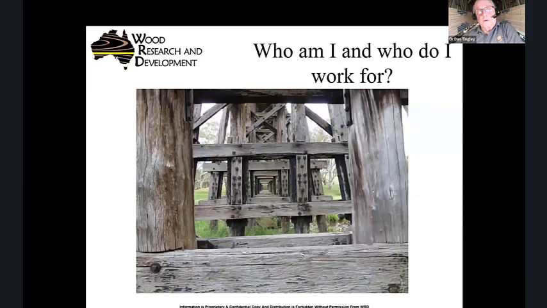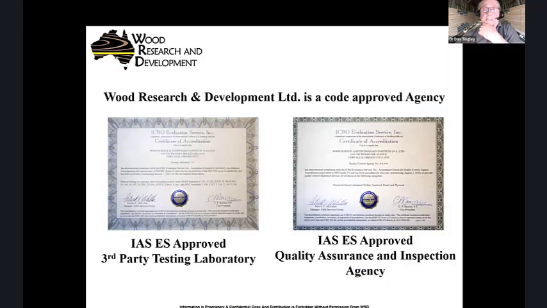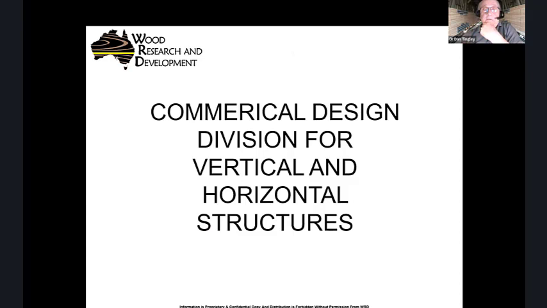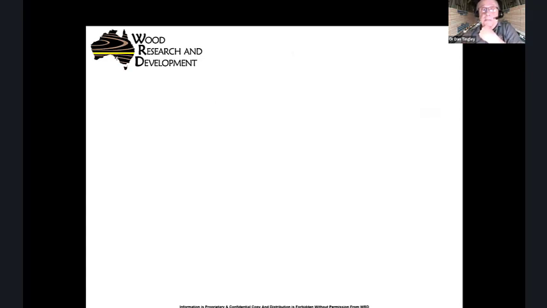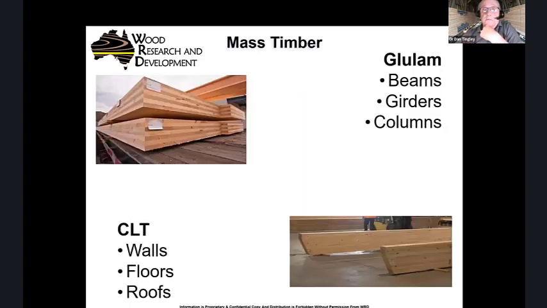And who is it that I work for? I work for Wood Research and Development, and they're an IAS certified test lab and third party. We have a large commercial design division for vertical and horizontal structures. Over the course of my career, as you can see, we've talked about some of the awards. I'm going to zoom through this because there's no sense of hearing that again.